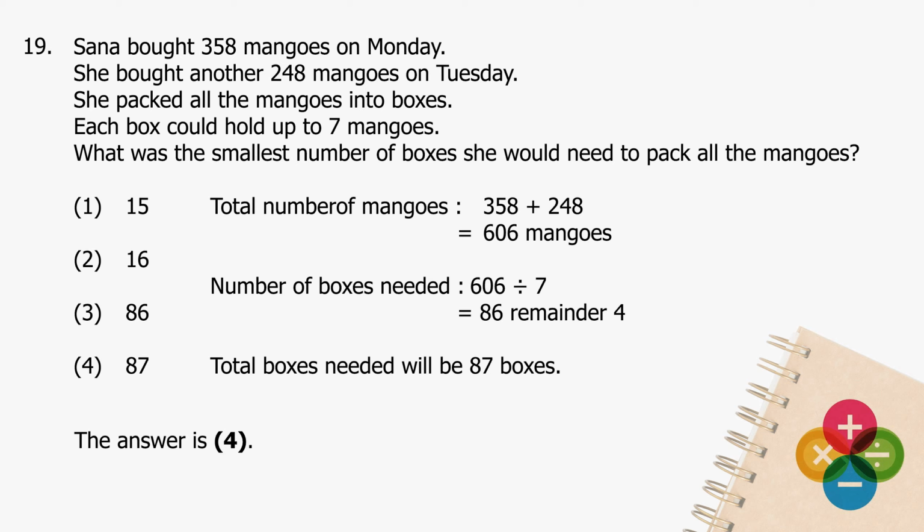Sana bought 358 mangoes on Monday and 248 mangoes on Tuesday. Adding 358 to 248, Sana will have 606 mangoes altogether. Divide 606 by 7 mangoes per box. You will get 86 boxes, remainder 4 mangoes. In order to hold the remainder 4 mangoes, you will need another box. Therefore, the smallest number of boxes needed will be 87 boxes. The answer is 4.